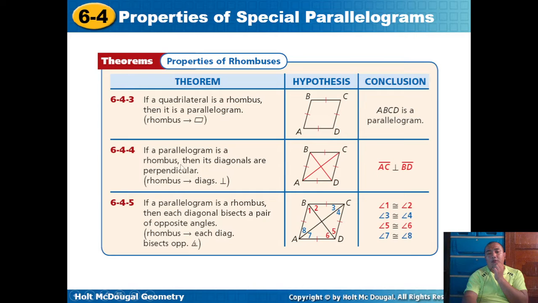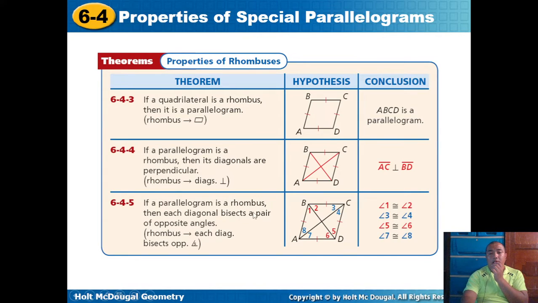If a parallelogram is a rhombus, then its diagonals are perpendicular. Here are the additional properties, which a general parallelogram doesn't have. In a rhombus, the diagonals bisect each other. That means the diagonals form 4 right angles. AC is perpendicular to BD. It forms a 90 degree angle.